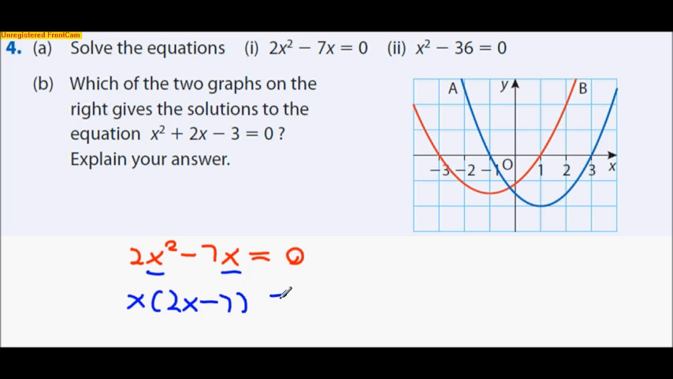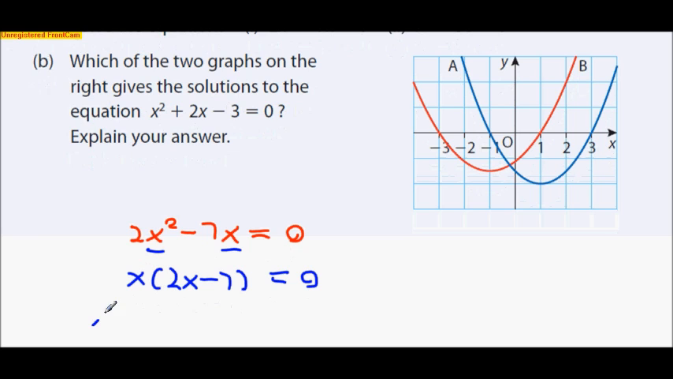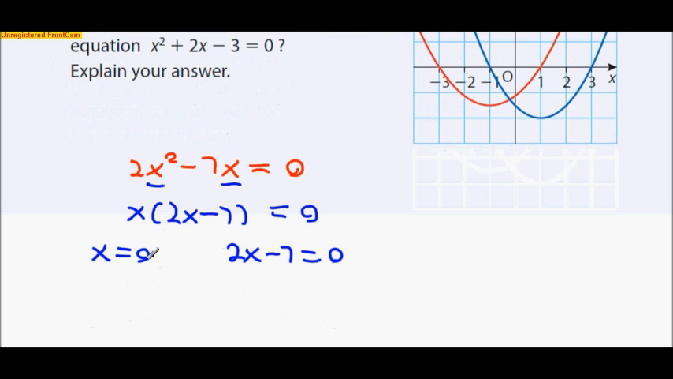Like before, either the first number equals 0 or the second number equals 0. So either x equals 0 or 2x minus 7 equals 0. And if 2x minus 7 equals 0, we can bring that over to the other side and say 2x equals 7, and therefore x equals 7 over 2. Okay, so these are the two roots of this equation.